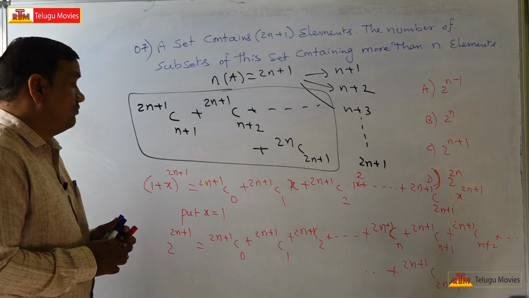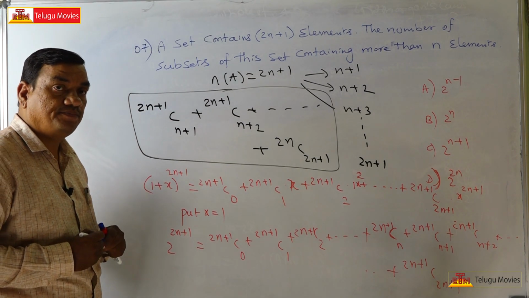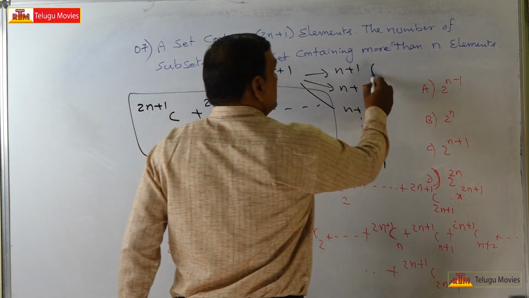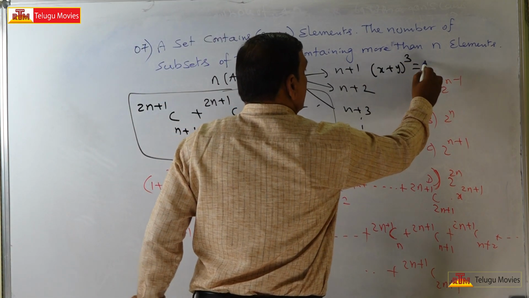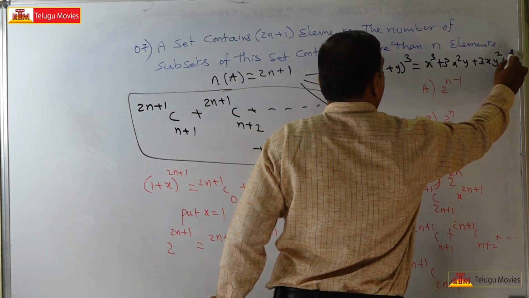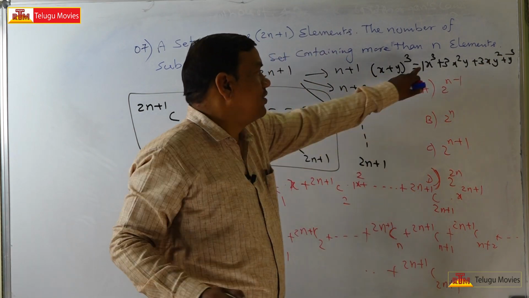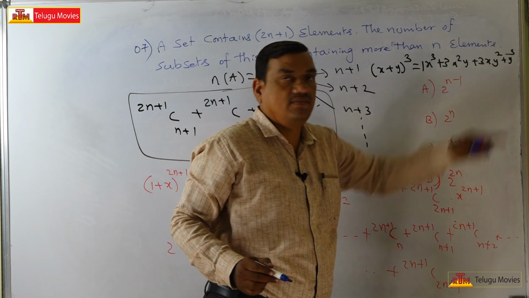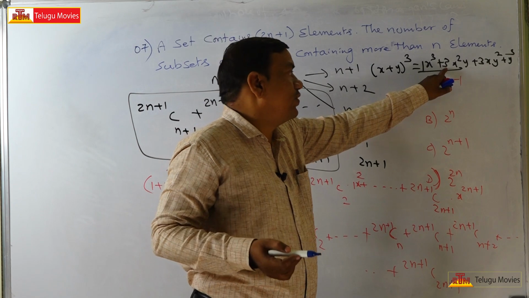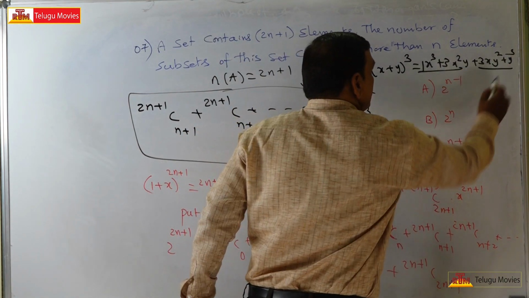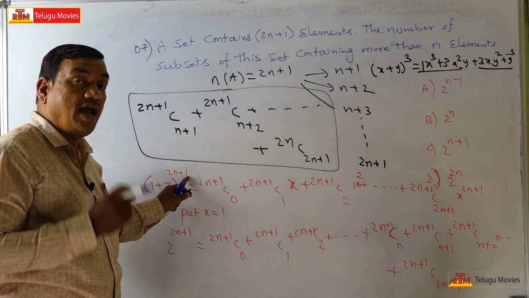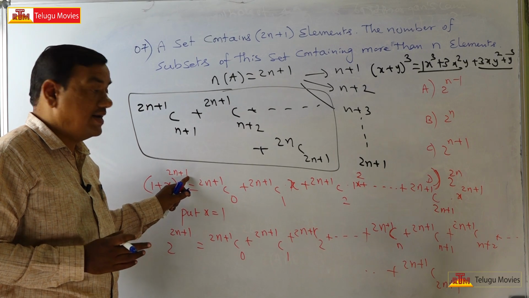In the binomial theorem, here 2n plus 1 is an odd number. Just one example I will show here. (x plus y) whole cube is x cube plus 3x square y plus 3x y square plus y cube. Observe the binomial coefficients here: 1, 3, 3, 1. The sum of the binomial coefficients of the first two terms, 1 plus 3, is 4. Here 3 plus 1 is also 4. Here also 2n plus 1 is an odd number.